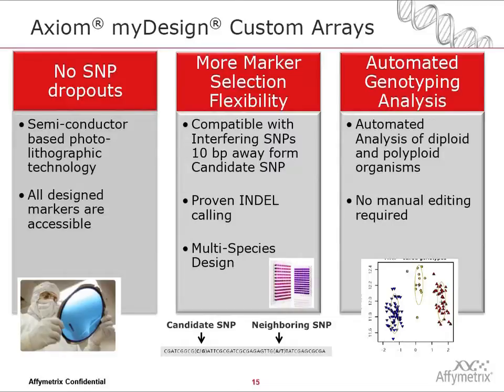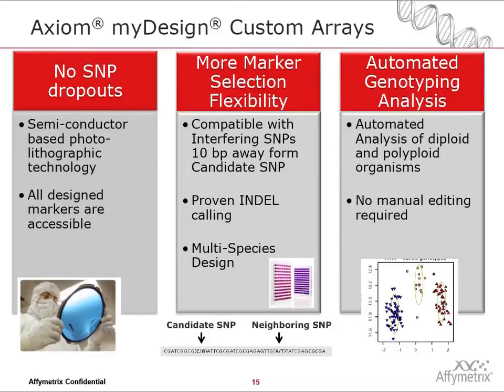Because we use photolithographic technology, we can access every marker that has been designed on the array, so there are no SNP dropouts. A second advantage is, because of the photolithographic technology and the Axiom 2.0 assay, you get more marker selection flexibility. What does that mean? If you have a candidate SNP, our Axiom design process allows you to design for this candidate SNP even if there is a neighboring mutation within 10 base pairs of the candidate SNP.